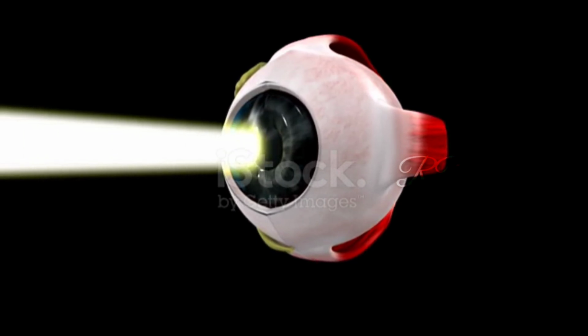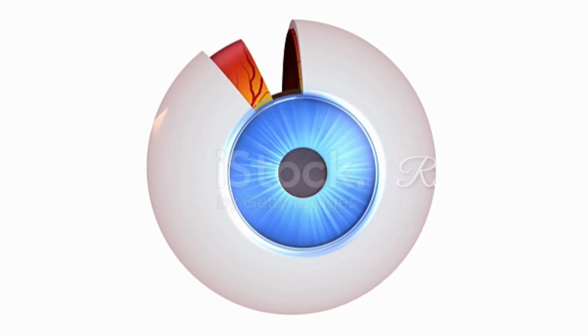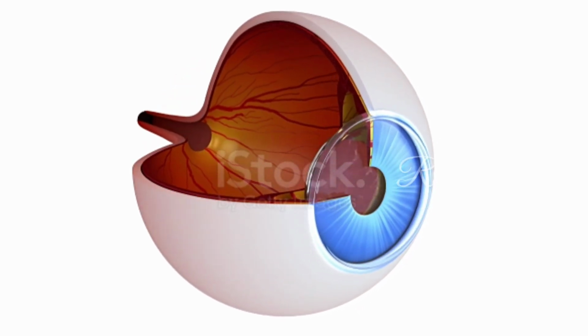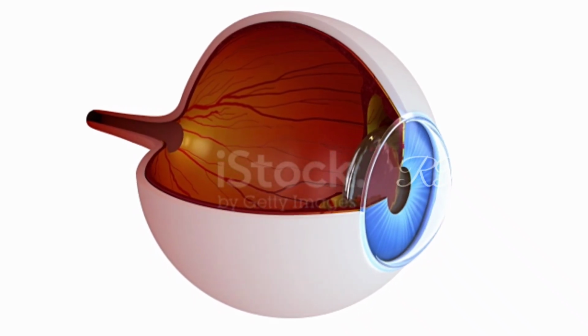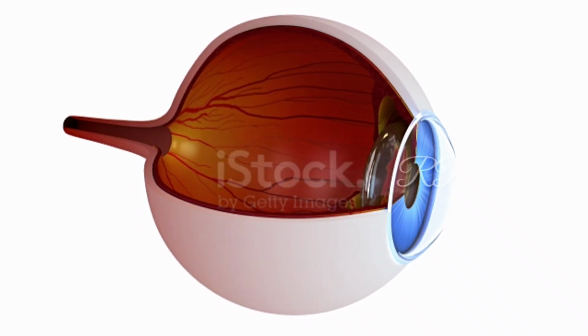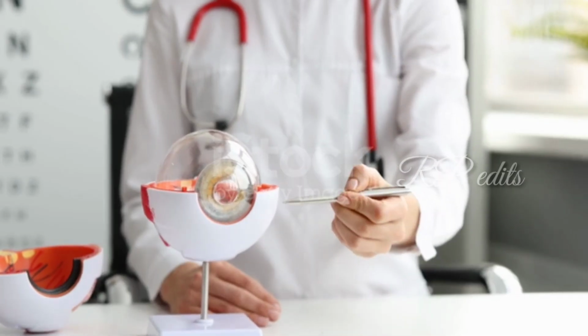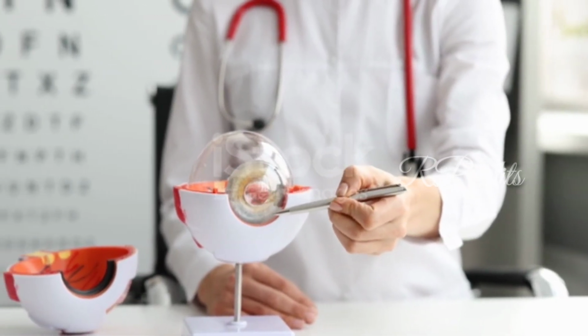It helps to focus light into the eye. Iris, the colored part of the eye that surrounds the pupil. It controls the amount of light that enters the eye by adjusting the size of the pupil. Pupil, the black circular opening in the center of the iris that allows light to enter the eye.